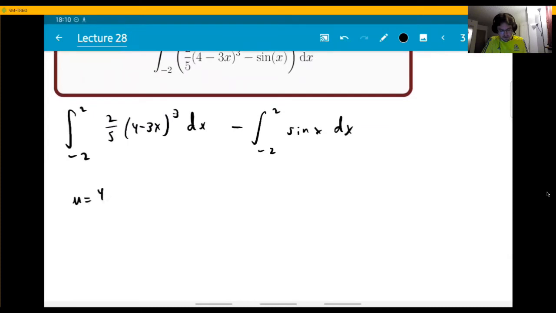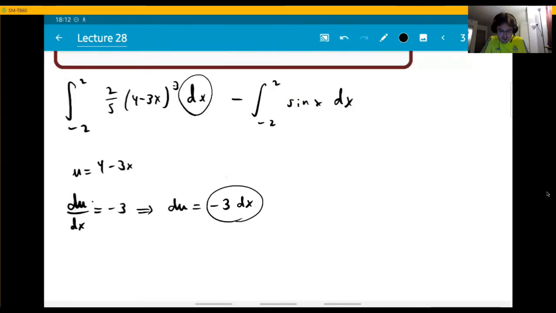If we call u 4 minus 3x, that means that du over dx, the derivative of u, is minus 3. So we usually write this in symbols as du equals minus 3 dx. Now we don't see a minus 3 in this integral, we see just a dx. So we're going to introduce a minus 3, as well as divide by minus 3 to cancel it out. But remember, this is also a definite integral. There are endpoints, and we have to change those accordingly. We need to change those to their new values according to the u substitution. So it works like this.